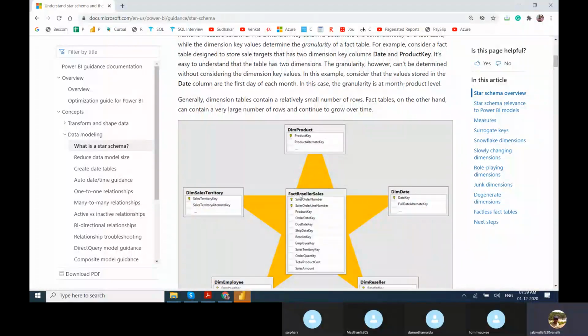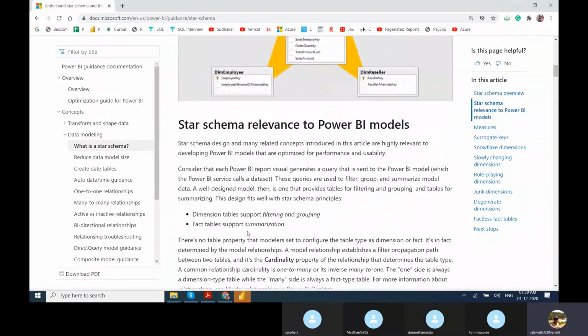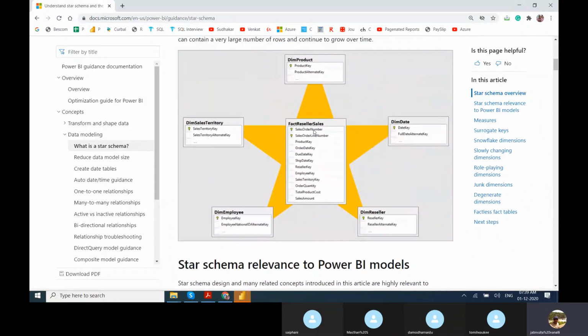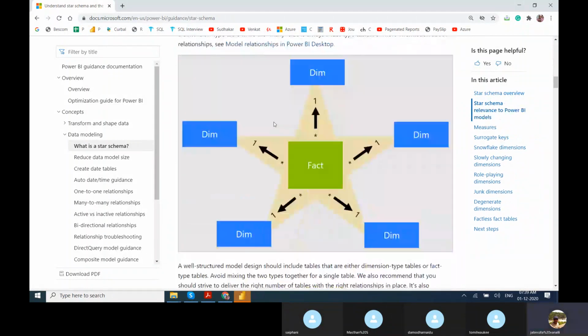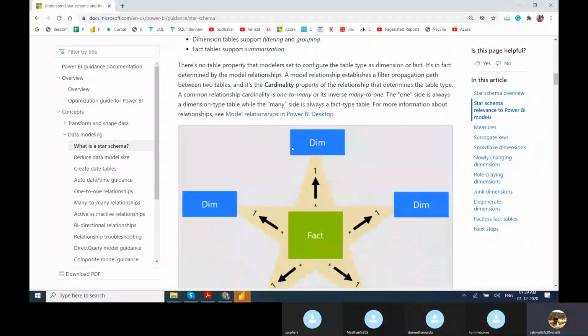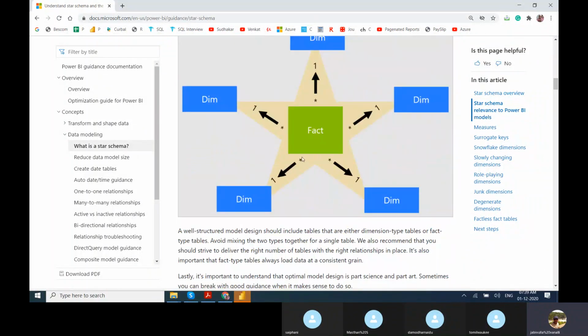Okay, and fact table supports summarization. Summarization means we'll do the calculations, and here it will be a many to one relationship. Already I told you, right? In dimension table, it will be the primary key. Dimension tables have a primary key, and in fact table we have the foreign key. That's the reason why this star is nothing but many. This is one, this is many.